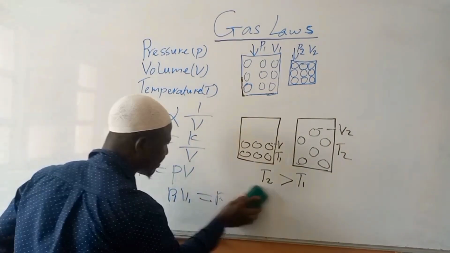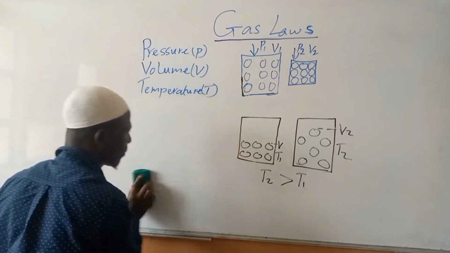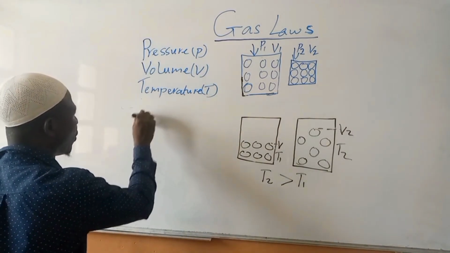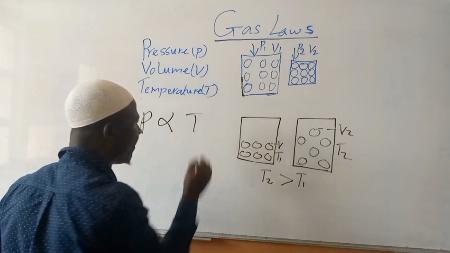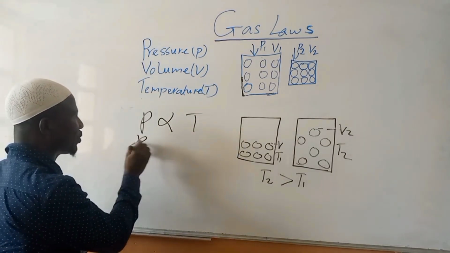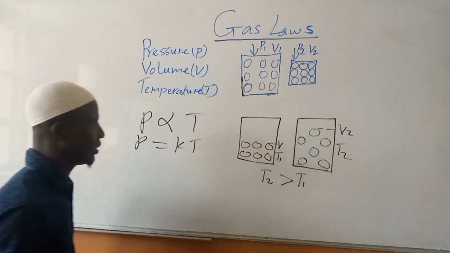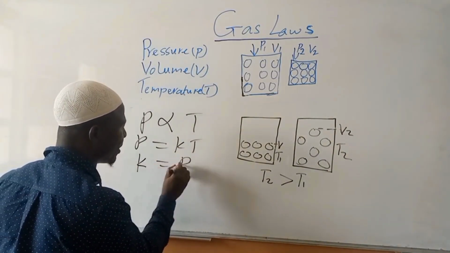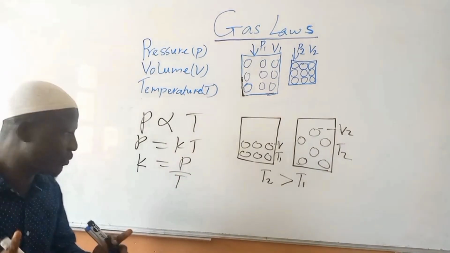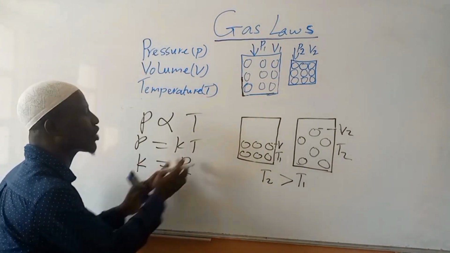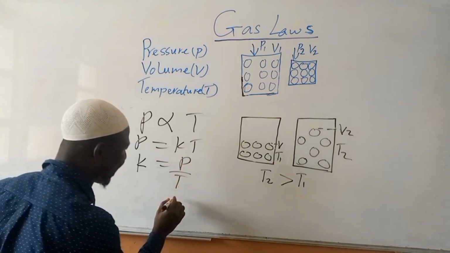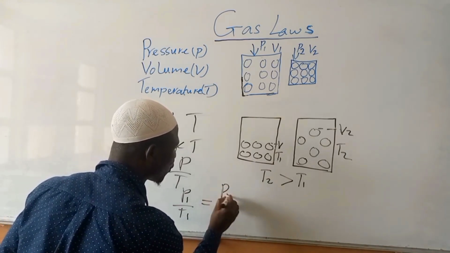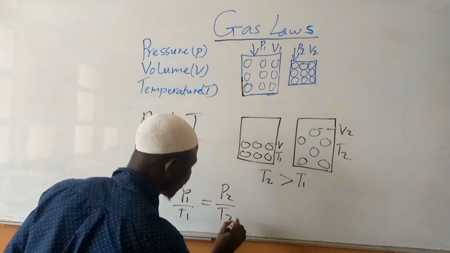Now let's express it mathematically. Therefore, we have pressure varies directly with temperature. So we have pressure is equal to KT. Then make K the subject of the formula. We are going to have K is equal to P over T. Like I told you before, when you have something like this, you can repeat it. So this shows that P1 over T1 is equal to P2 over T2.